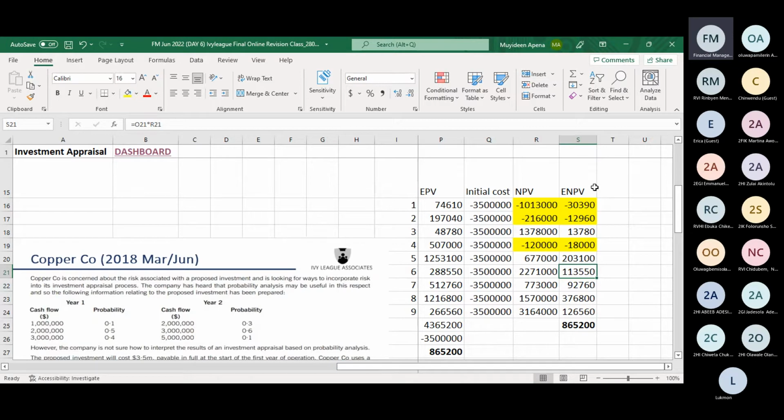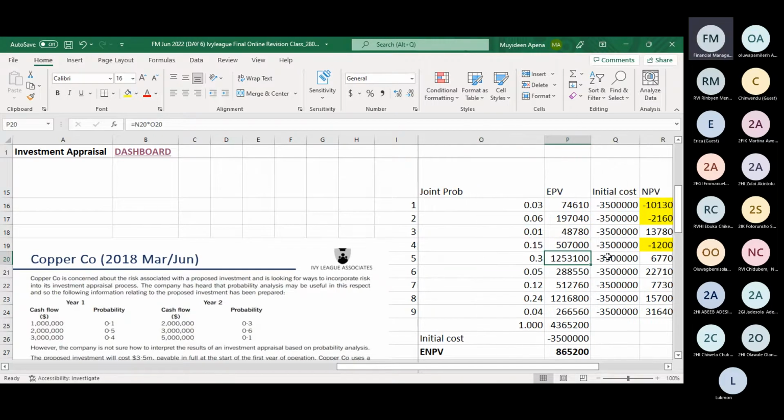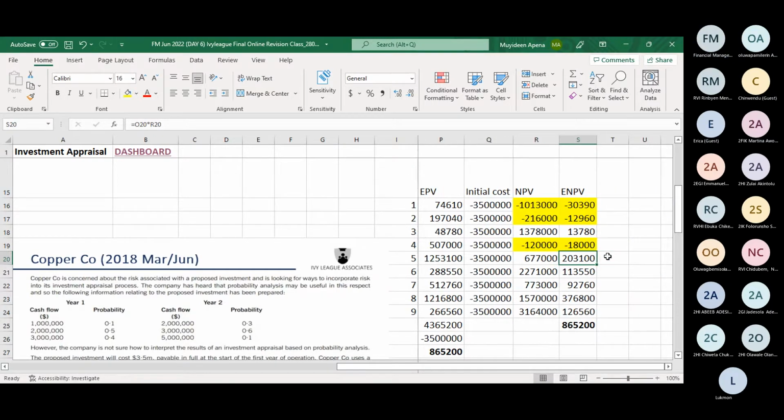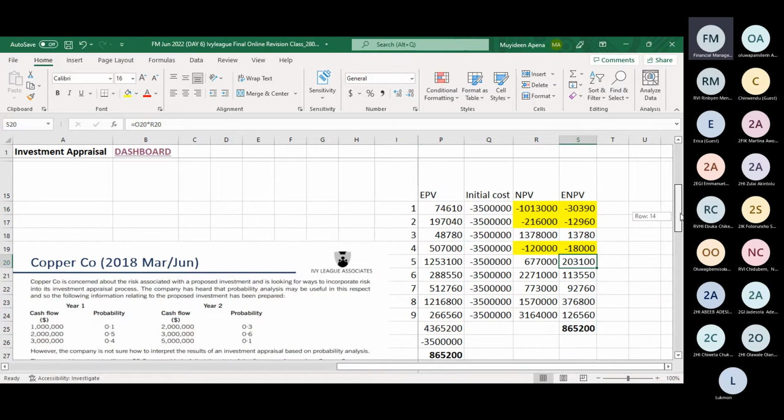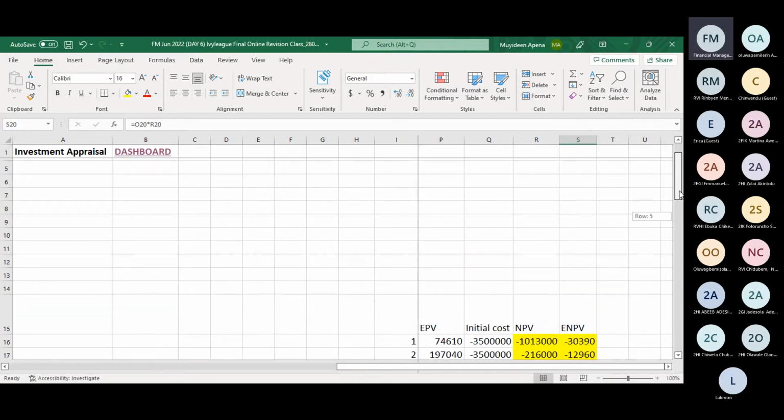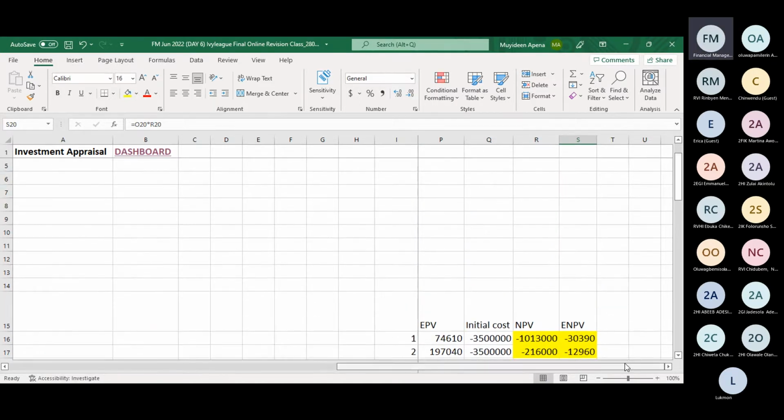This can also come in a multiple choice question where you are asked to calculate the expected net present value that will most likely happen. So take, for instance, in this case, the expected net present value that will most likely happen is 203,100, because that is what is happening at 30% here. So I just thought of also showing you this. I'm going to keep it in the solution so that you see it.